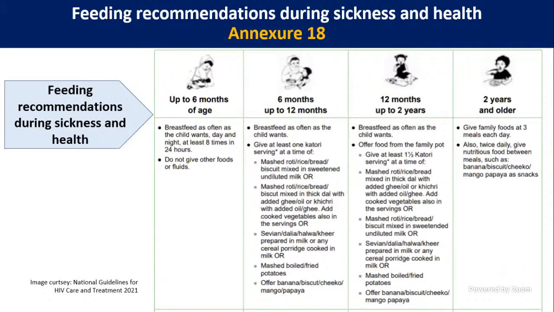For example, a child who is older than 2 years, we recommend he should be given family food at 3 meals each day. Also twice daily, a child older than 2 years should be given snacks. So what is important here is, we can very easily modify those meals by adding a bit of butter or oil. And if you're giving something sweet, one can add sugar. It is important to add milk either in the meals or as snacks in between meals. Milk is very, very nutritious. And if non-vegetarian food is consumed, eggs can be given as snacks or as part of the main meal. Fruits such as banana, chiku, mango can be given as snacks in between the meals.